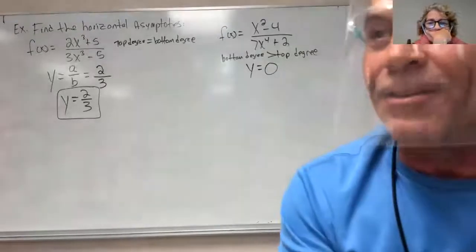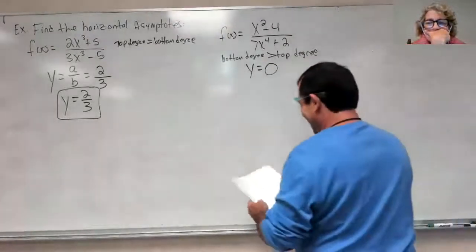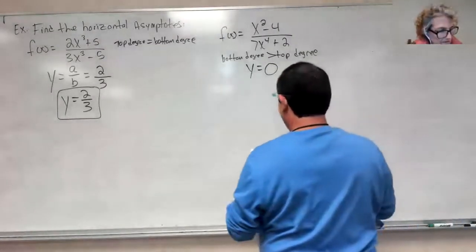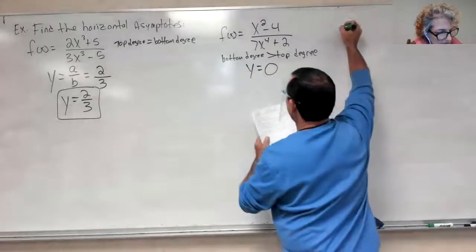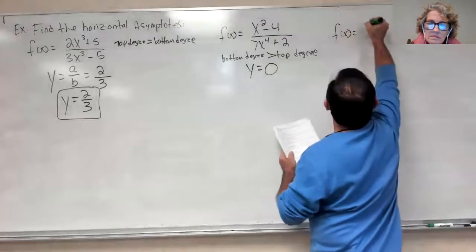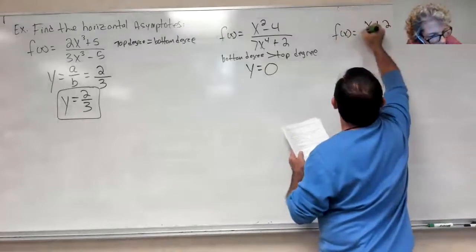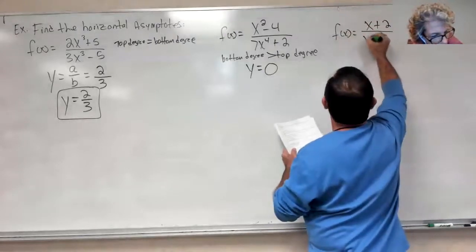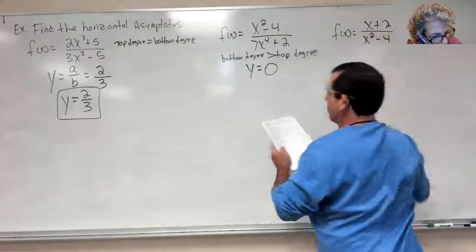Only 3 things I can do to this one, right? Alrighty, f of x is going to equal x plus 2 over x squared minus 4.